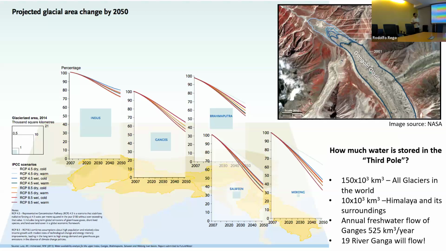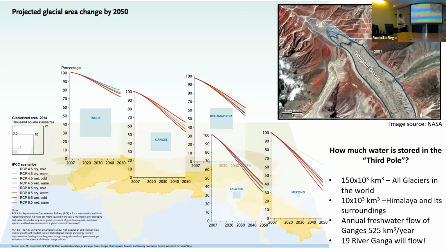If you look at the worldwide estimates, you have 153 times 10 to the power 3 cubic kilometers of glacier stored, and almost 8 to 10% is in the Himalaya itself. If they all melt, almost 19 rivers the size of the Ganga will flow. So imagine the scale. If we melt all those glaciers, there would be 19 new rivers that would flood the entire northern India.